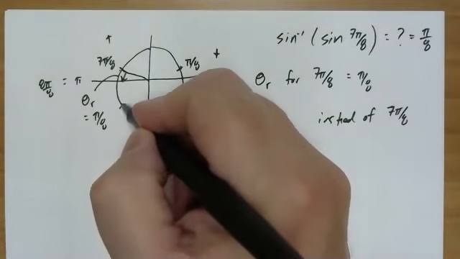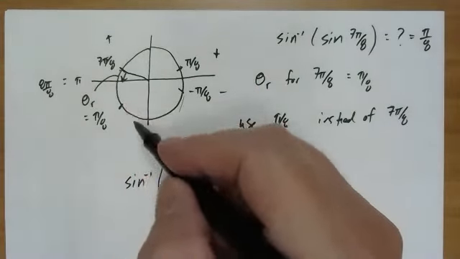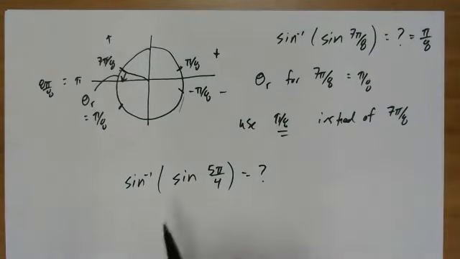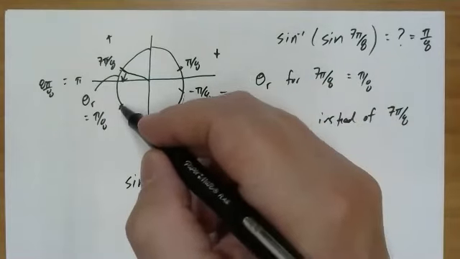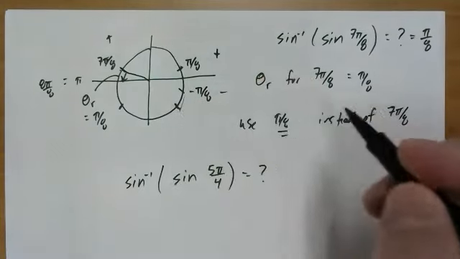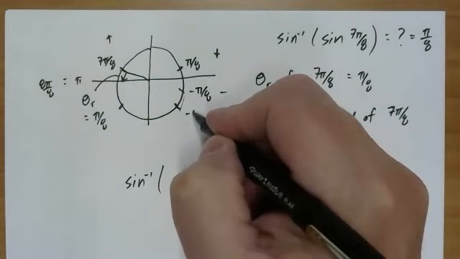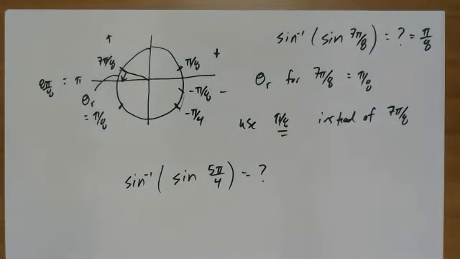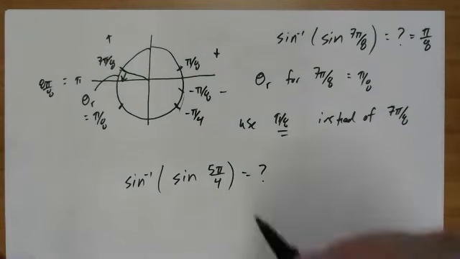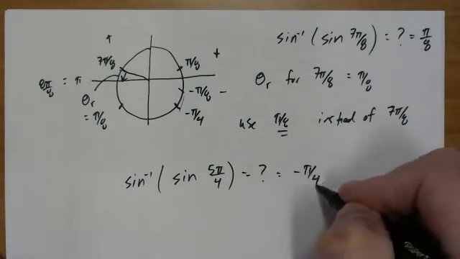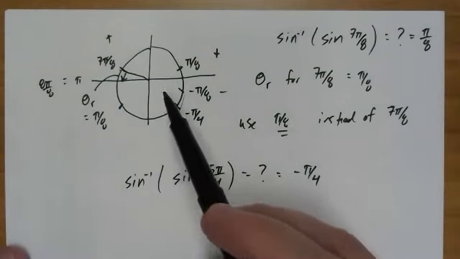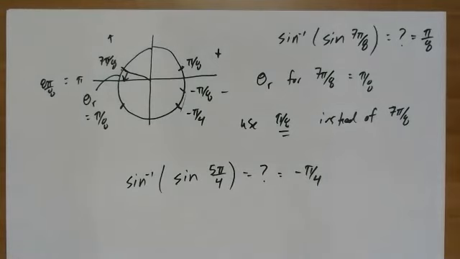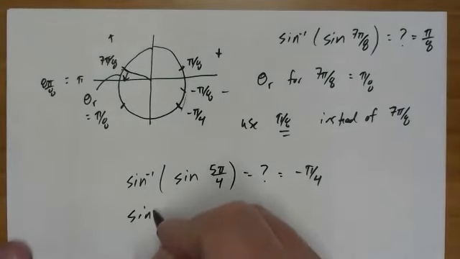5 pi over 4 is right here. So I cannot use the shortcut. It's in the left-hand side of the circle, and I'm working with sines, so it's not okay. So let me go find the reference angle for this in the right-hand side. Since the sine here is negative, I know this is going to be my reference angle. And for inverse sines, we call this angle here negative pi over 4. So in a sense, I go ahead and say the answer is negative pi over 4. So if your initial angle is on the left-hand side, you go find the reference angle on the right-hand side, and that reference angle will be the answer.